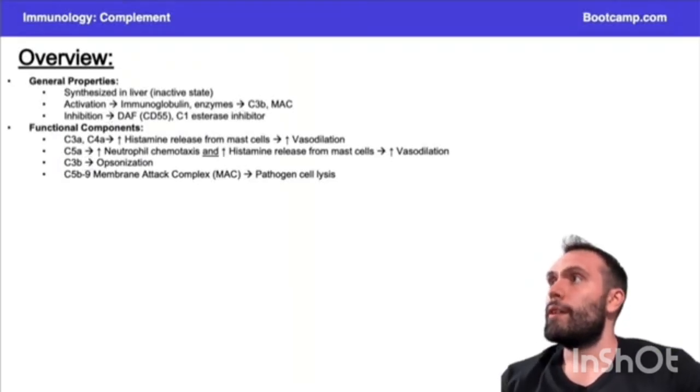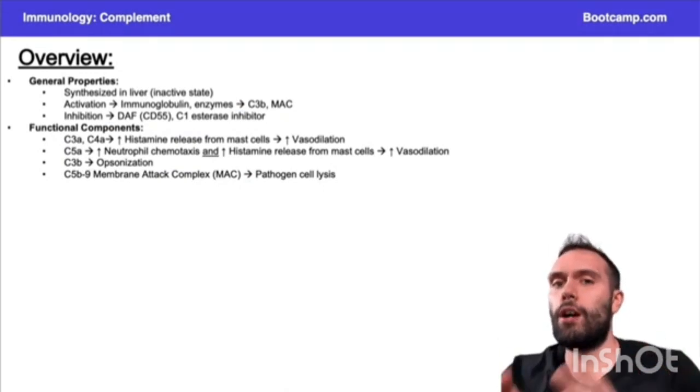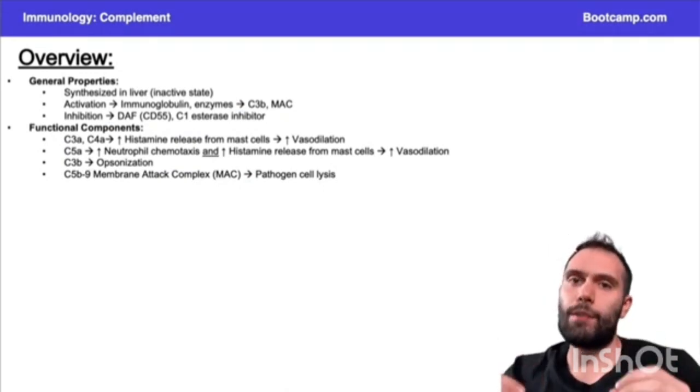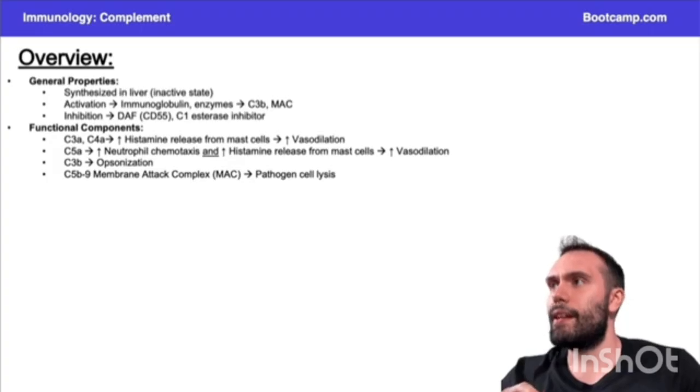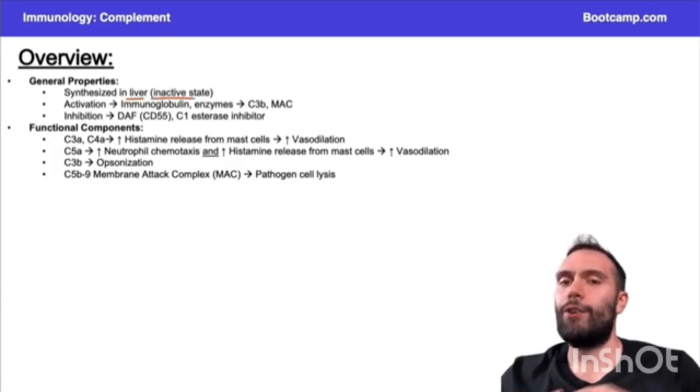So just to give a very high level overview here, when we're talking about complement, we're talking about plasma proteins that are typically going to be synthesized in the liver. When they're synthesized, again, they're in an inactive state.